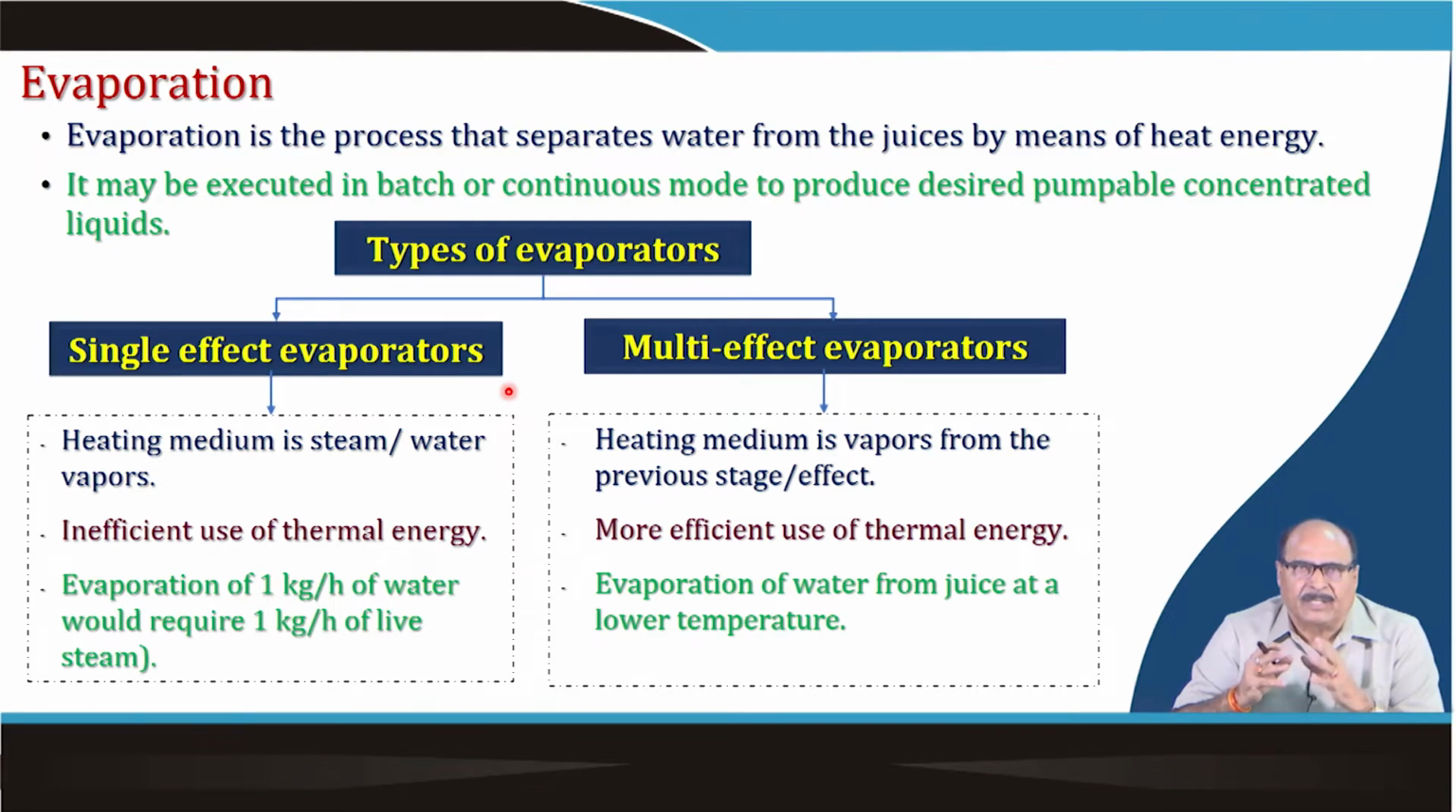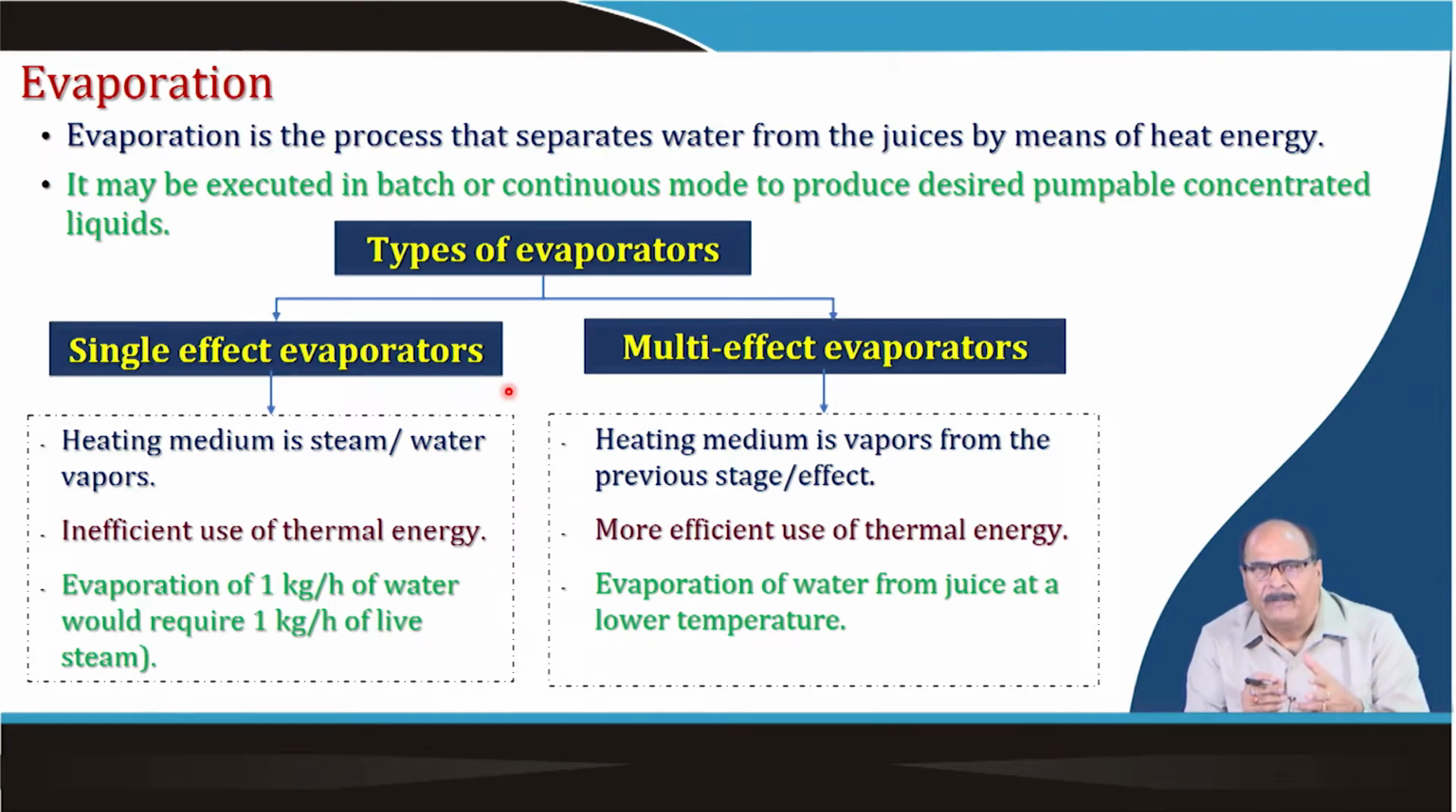So, evaporation is the first method. It is the process that separates water from the juices by means of heat energy. It may be a batch or a continuous process. The evaporators may be single effect evaporators or multiple effect evaporators. In a single effect evaporator, the heating medium is steam or water vapors. It is however an inefficient use of thermal energy, and for evaporating 1 kg of water, about 1 kg per hour of live steam is required.